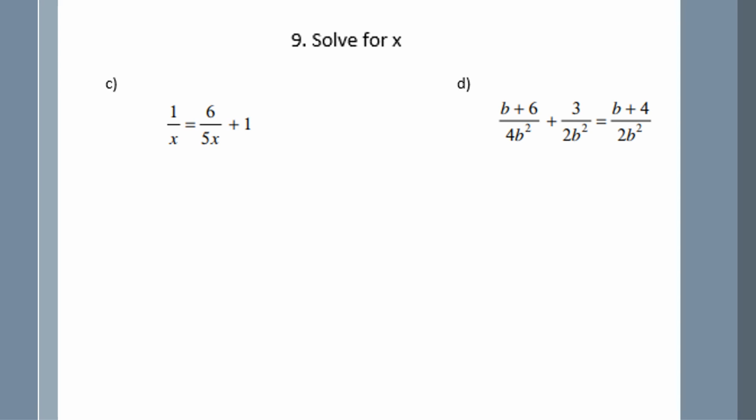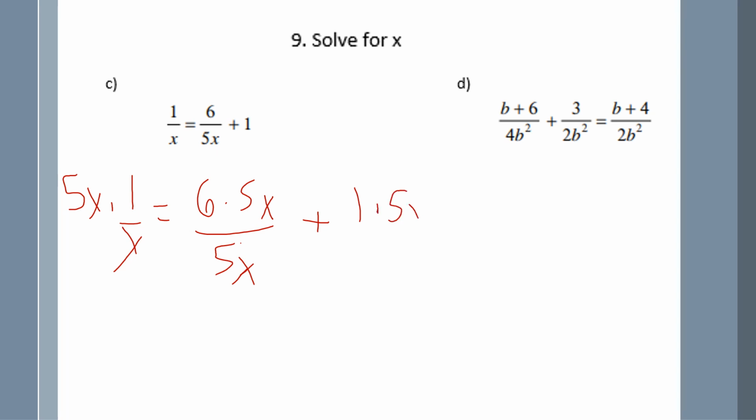All right, my people, we're pretty much at the end of this. So 9C, getting started with a problem like that. You know your least common multiple is pretty much going to be 5x for this one. So on the left hand side, multiply by 5x: 6 times 5x over 5x plus 1 times 5x.